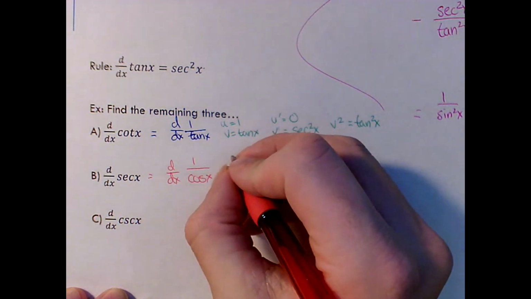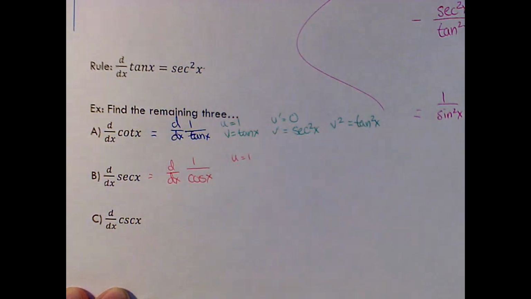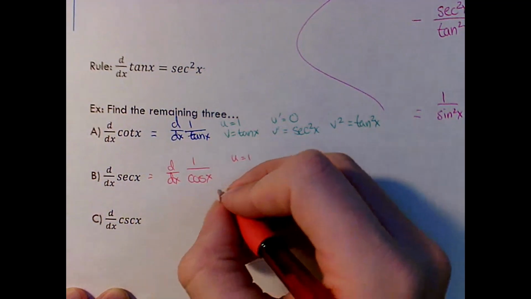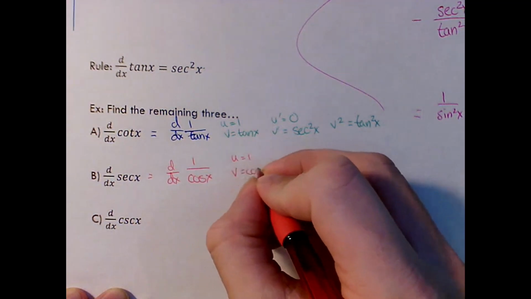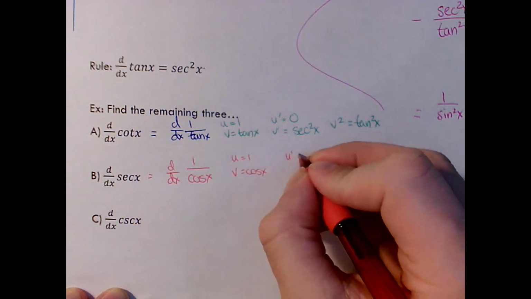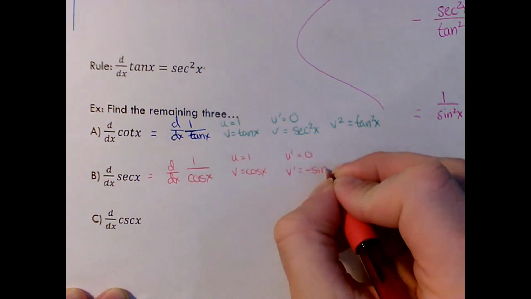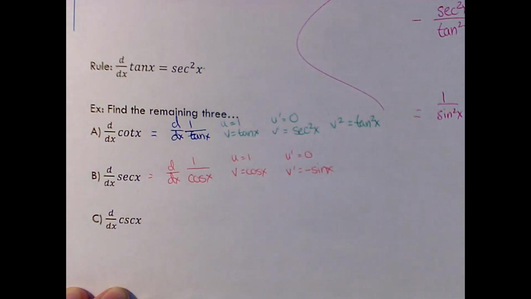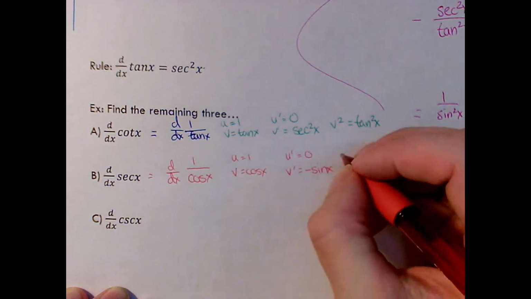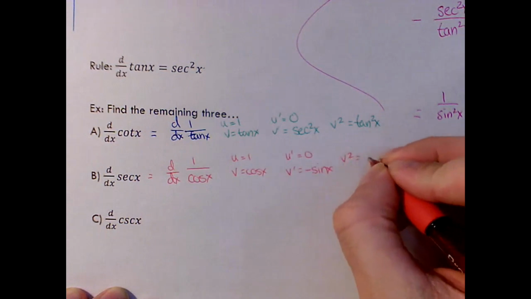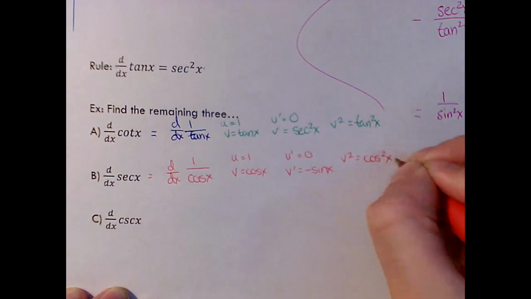Okay. U is going to be 1. Again, we're using the quotient rule. V is going to be cosine. U prime is going to be 0. V prime is going to be negative sine. And then v squared is going to be cos squared x.